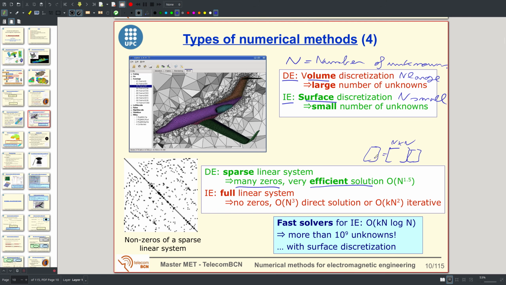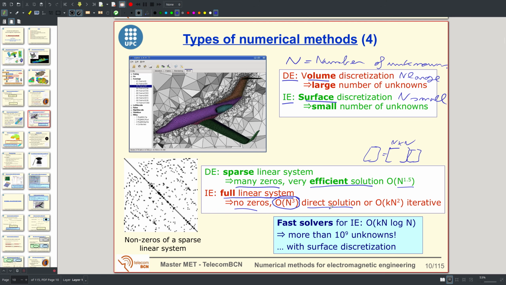The linear system is like this, and you have a matrix of order n in the linear system, so you can solve the linear system matrix in n to 1.5 operations, which is in fact very fast. However, integral equation methods lead to a full linear system that has no zeros, so you need n to the 3 power operations to solve the linear system.